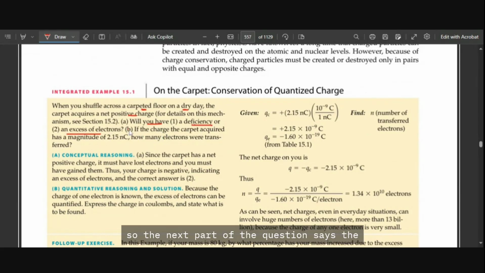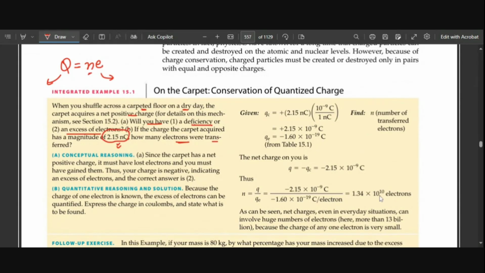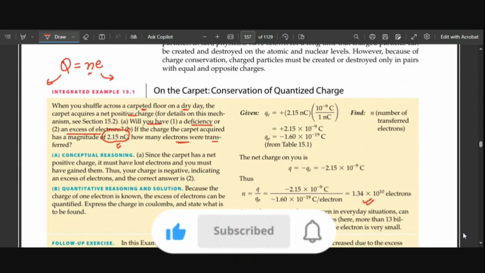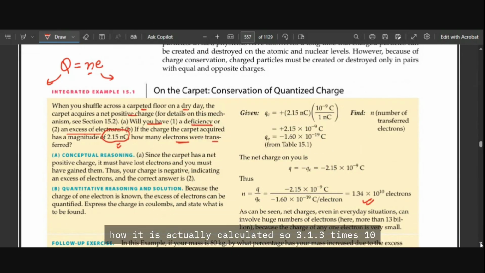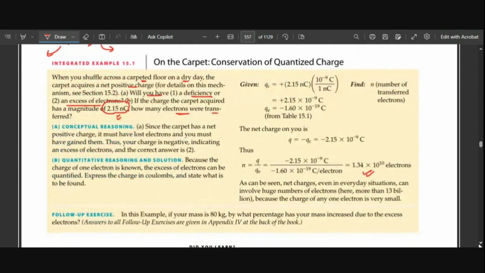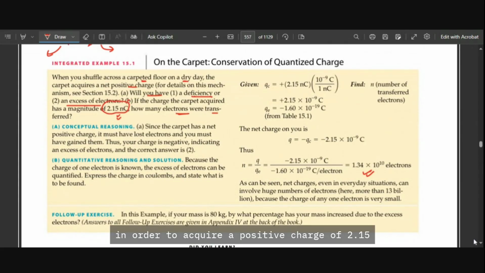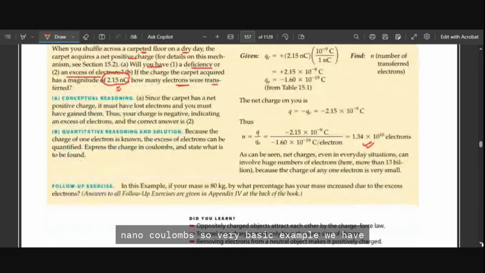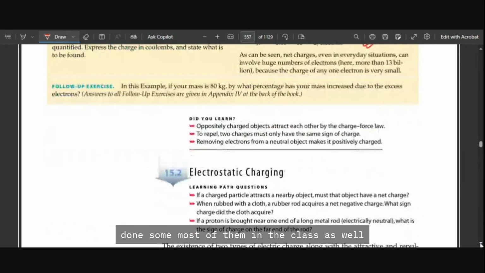The next part of the question says the charge the carpet acquired has a magnitude of 2.15 nanocoulombs. How many electrons were transferred? We can simply calculate using Q equals NE. Total charge is given, and the charge of an electron we already know. So we can simply divide the total charge by the charge of an electron in order to get the number of electrons, which is given here. As you can see, this is how it is calculated. So 1.34 times 10 to the power 10 electrons will be transferred in order to acquire a positive charge of 2.15 nanocoulombs. So a very basic example. We have done most of them in the class as well.